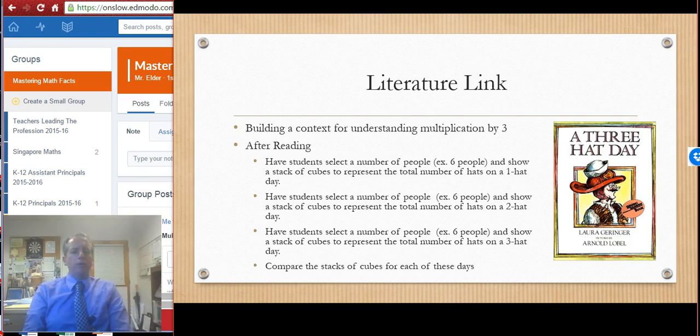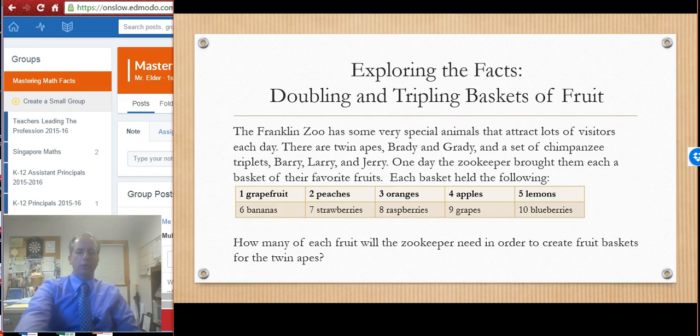So one way we might do that is having kids pick a number of people. So the example we're going to choose is 6. So, all right, if we have 6 people, show me the stack of cubes that you would need to represent the total number of hats on a 1 hat day. So we'd have 6 sets of 1 cube, so I'd need 6 hats. Well, now if I have a 2 hat day, each of those same 6 people are going to get 2. And now I've gone from 6 times 1 is 6 to 6 times 2 is 12. And then how would that compare to the 3 hat day? Laying those side by side would certainly give the visual and the quantity view, the magnitude view for kids as well.